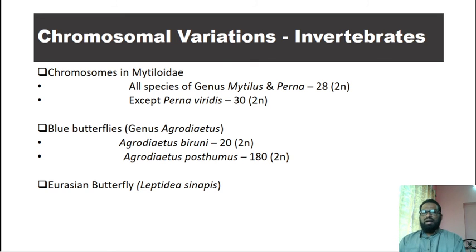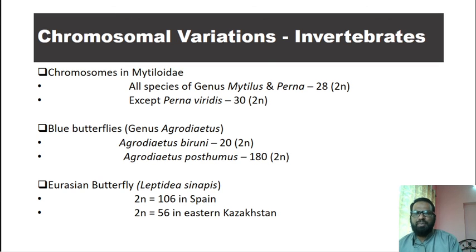The next example is the Eurasian butterfly, Leptidea sinapis. Here the diploid chromosome number depends on the geographical distribution of the species. The same species living in Spain has a diploid number of 106, whereas when you take a sample from Kazakhstan, the diploid number is 56. So in the same species and genus, the Eurasian butterflies living in Spain have 106 diploid chromosomes, whereas those living in Kazakhstan have 56. This is another very interesting chromosomal variation in invertebrates.